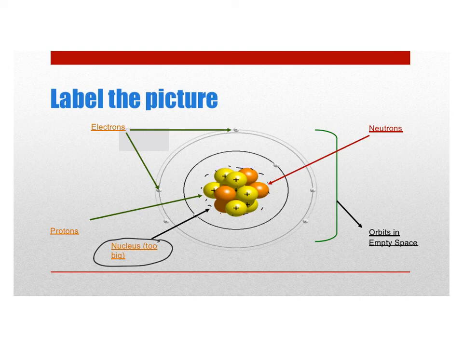Then, other things we have in there: the orange balls are neutrons, and the yellow ones are protons. Out here on the outside, we have these smaller particles. Those are our electrons. And last but not least, we have some orbits out here in empty space that we're going to put those electrons in. This will be the representation of the atom that we will use for a while in this class.